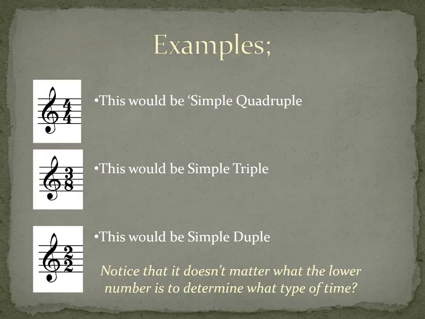So here's some examples. And as I said, just concentrate on the top number only. The first example, 4 over 4, would be simple quadruple. The second example would be simple triple. And the third example would be simple duple. And as I said, just for now, notice it doesn't matter what the lower number is to determine that type of time.